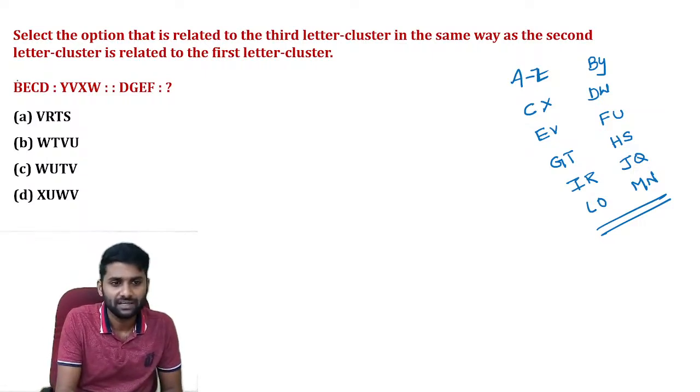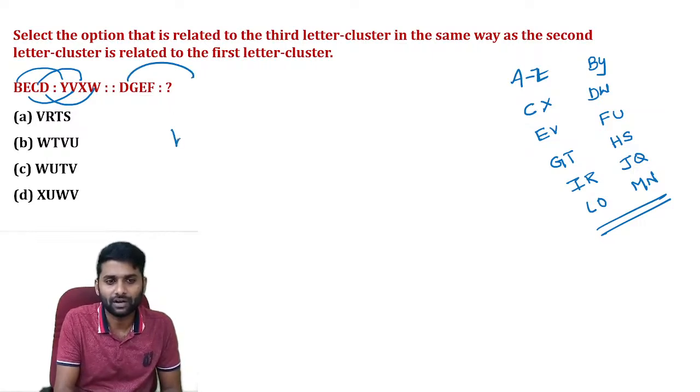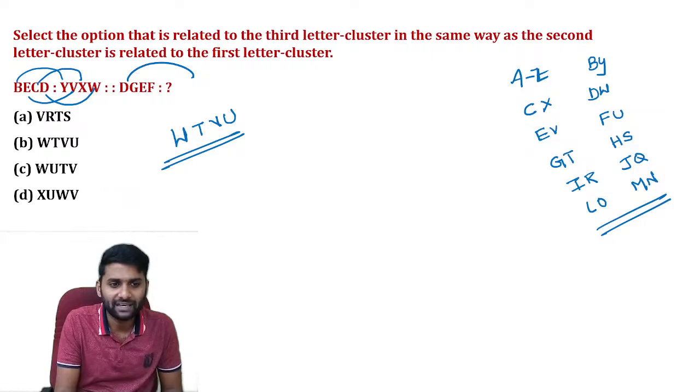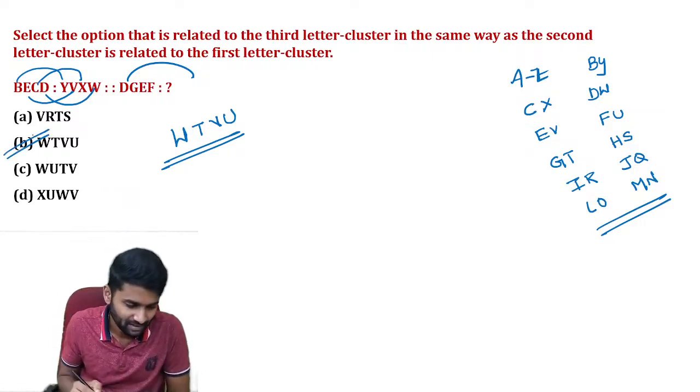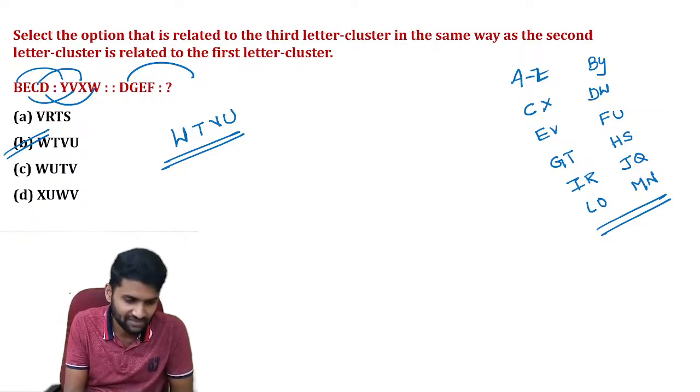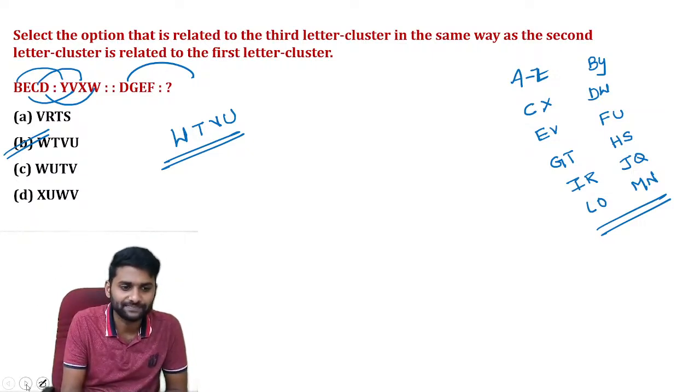Now see here: boy, electrical vehicle, climax, David Warner, grand test, electrical vehicle, for you. That's why your answer is WT, VU. WTVU is the correct answer. Very good. B is the correct answer.